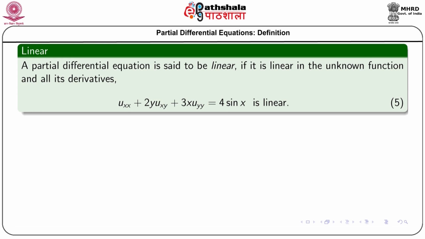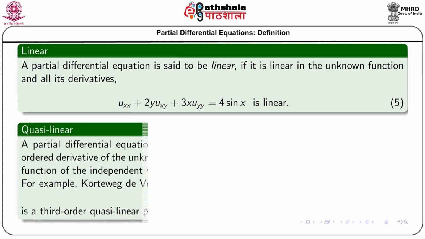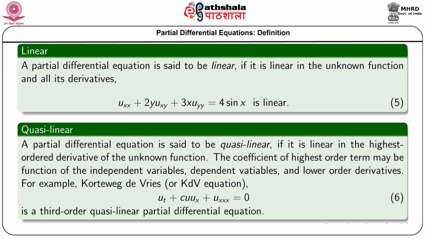A partial differential equation is said to be linear if it is linear in the unknown function and all its derivatives. One example of a linear differential equation is given in equation number 5. So, if you see the coefficients of the derivatives in this equation, they are only functions of x and y. So, this is a linear differential equation. Now, we shall define a quasi-linear differential equation.